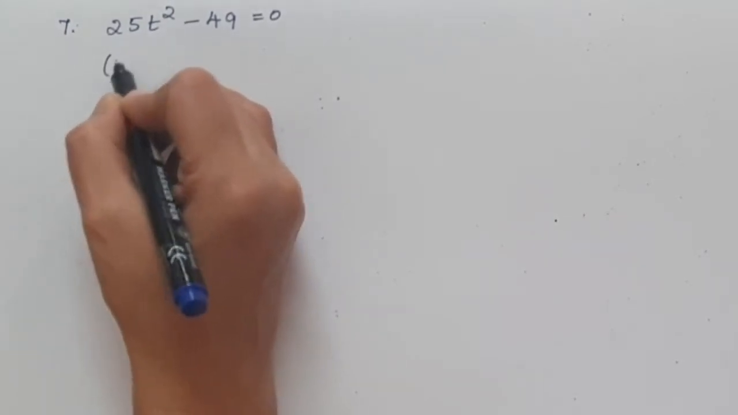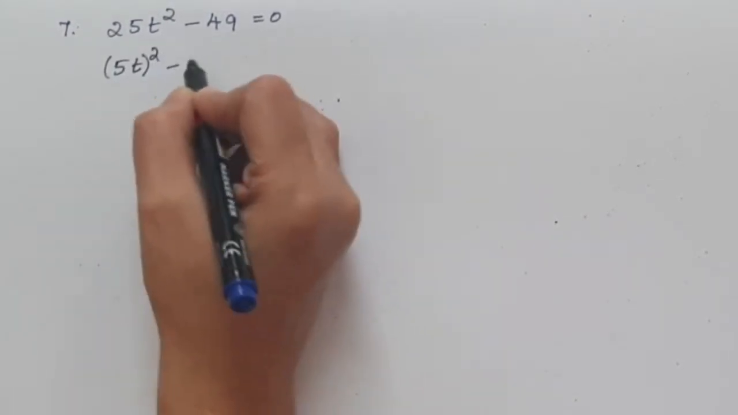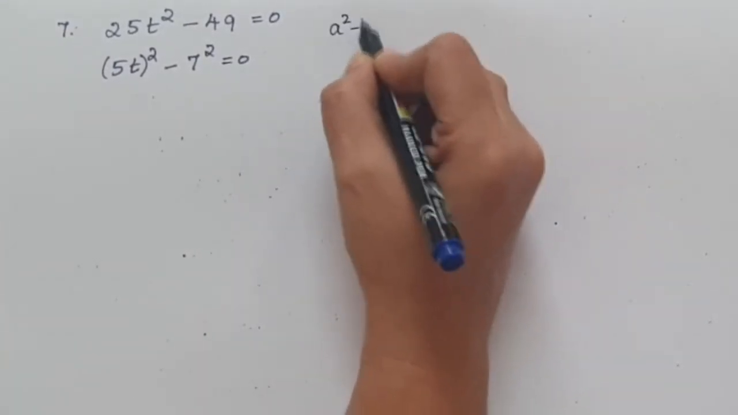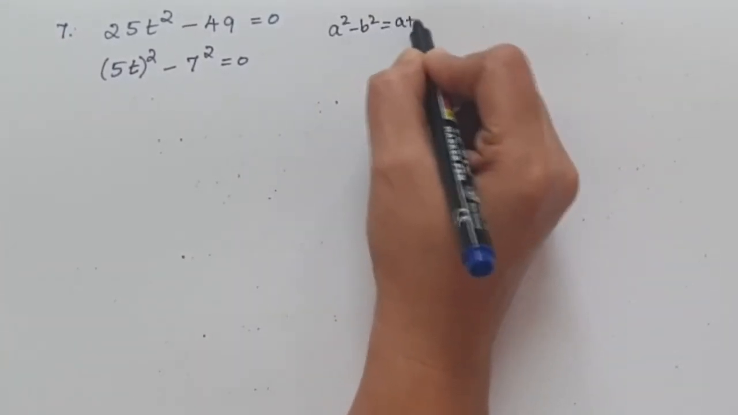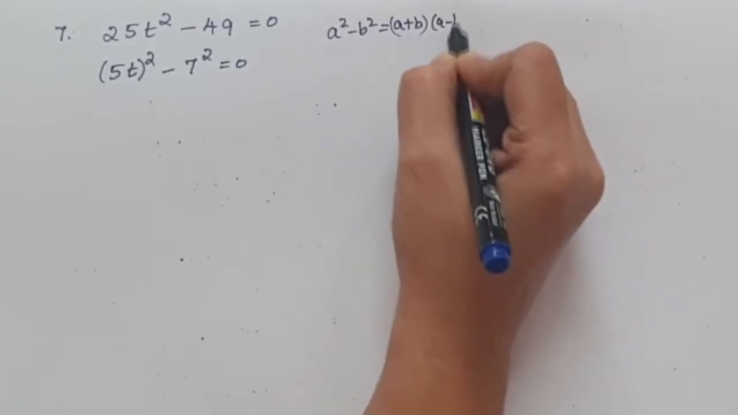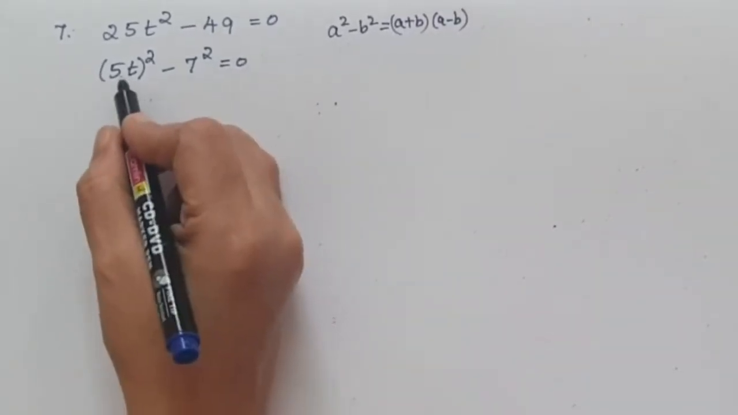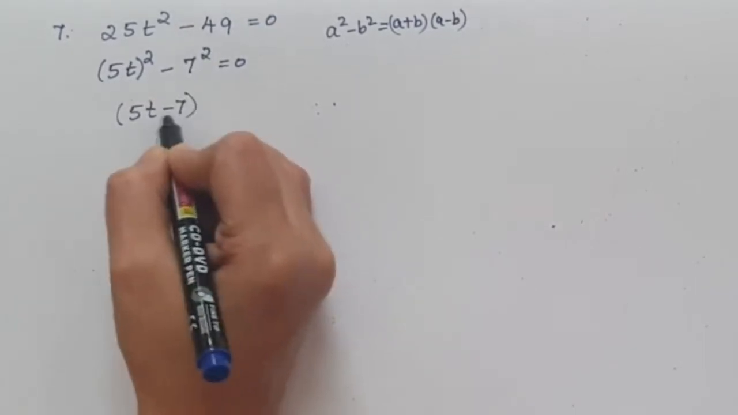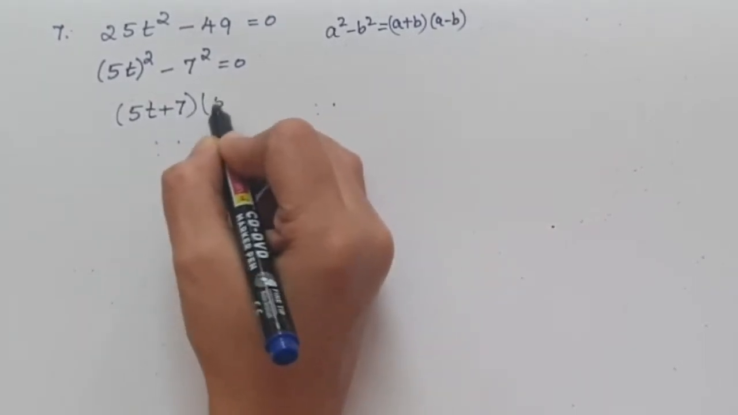Seventh question, 25t square minus 49 equal to 0. This can be written as 5t the whole square minus 7 squared equal to 0. We know the formula for a square minus b squared equal to a plus b, a minus b. So we can apply that over here. This is a and this is b. So it will be 5t minus 7 or 5t plus 7.